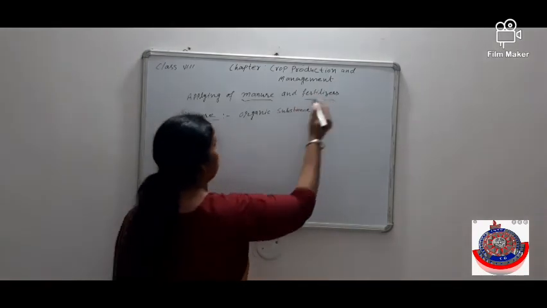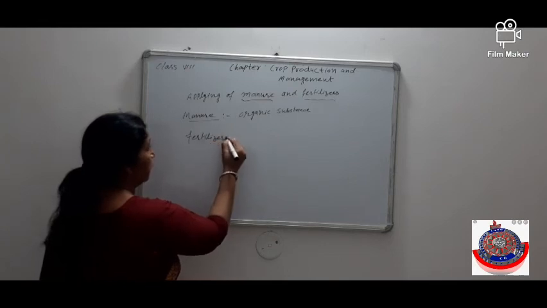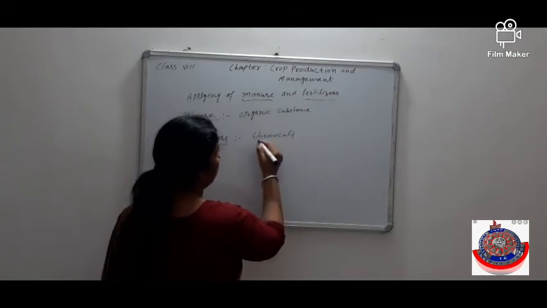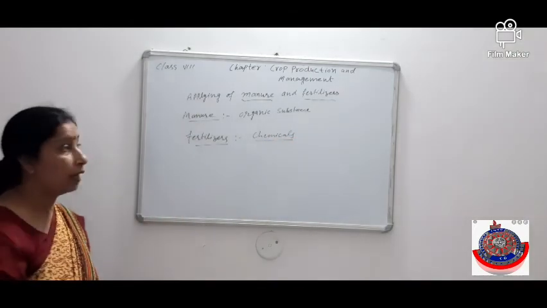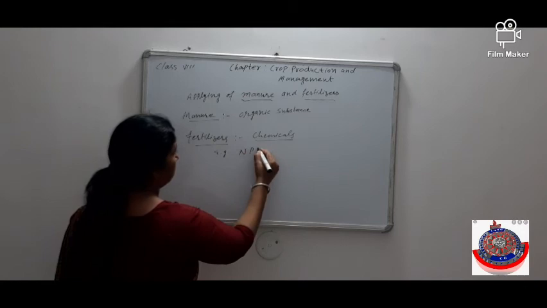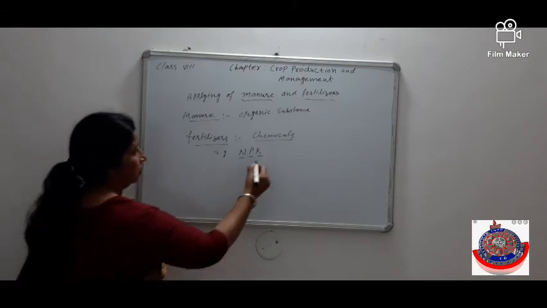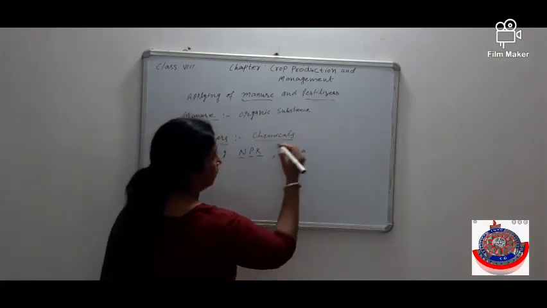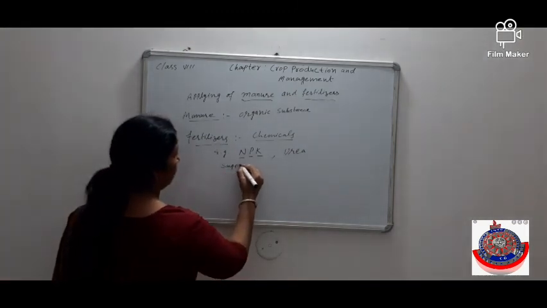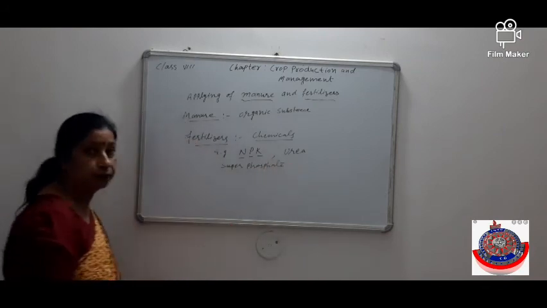Now fertilizers. Fertilizers are chemicals which are prepared in factories from chemicals. For example, NPK: nitrogen, phosphorus, potassium. Urea, superphosphate. These are the examples of fertilizers.